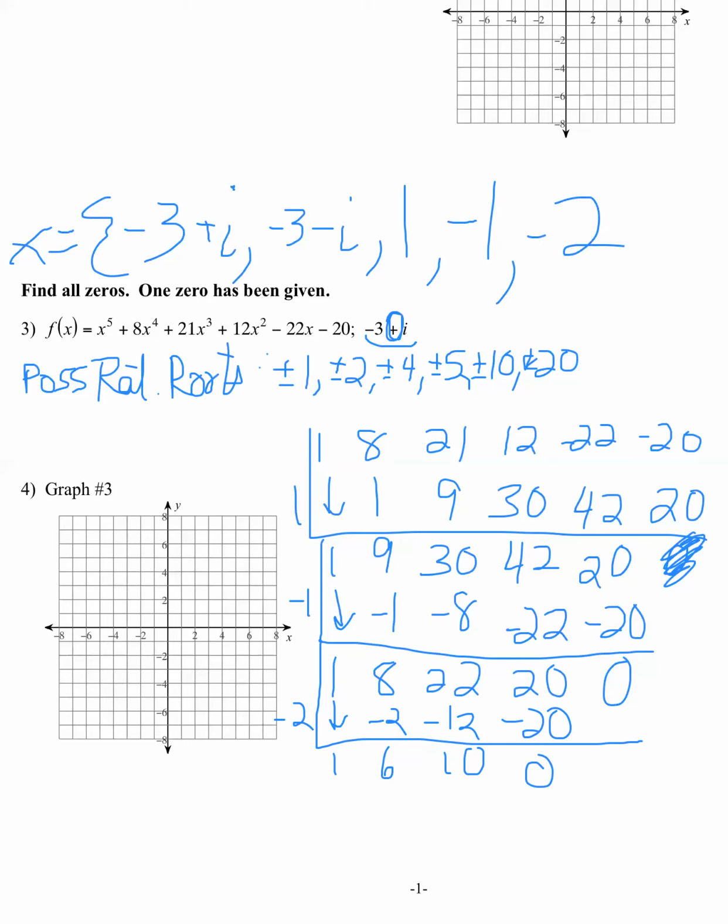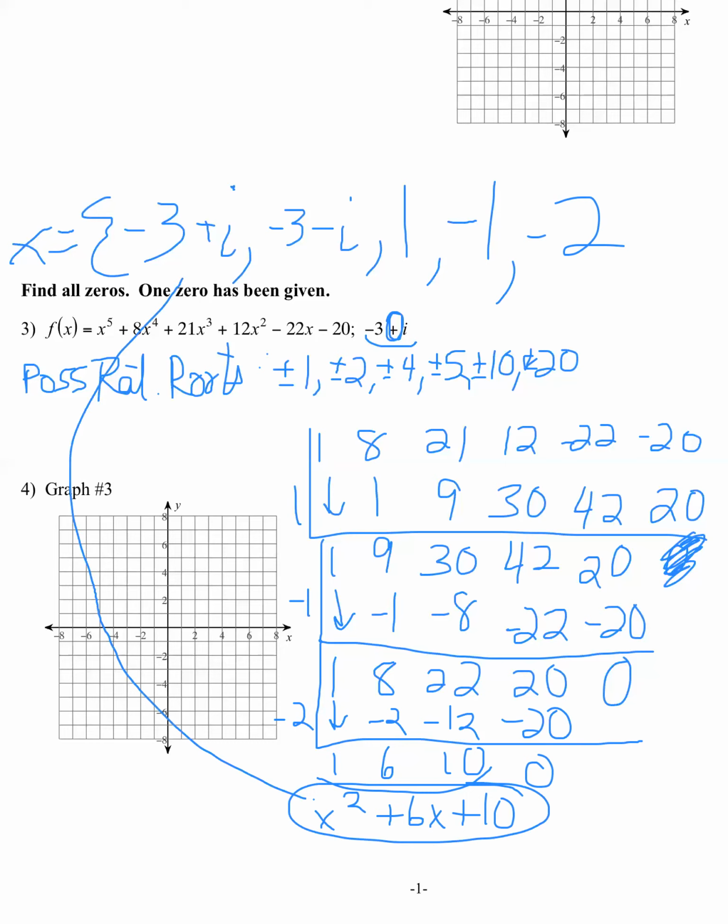Now these are the coefficients of x squared plus 6x plus 10. Guess what? This doesn't factor, right? There aren't factors of 10 that add to be 6. So in order to solve that, you can complete the square, or you could use the quadratic formula, but I mean, there's no reason to bother. But if you did, guess what? Those are the answers that would come out of that.